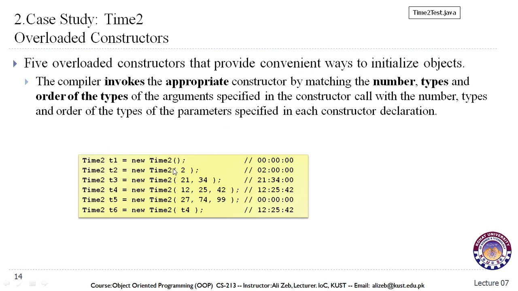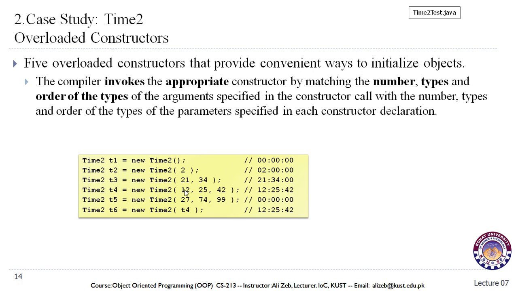Object T2 will be initialized with the constructor that takes only one argument. Object T3 will be initialized with the constructor that takes two arguments, and similarly object T4 will be initialized with the constructor that takes three arguments. These will be matched at runtime. The compiler will decide which constructor is to be used to initialize a particular object.